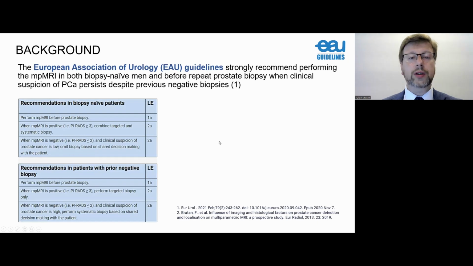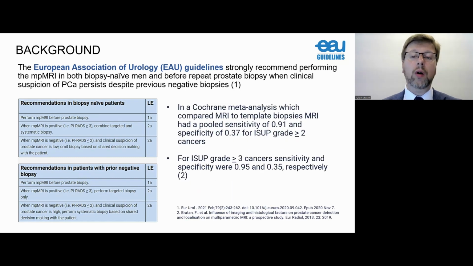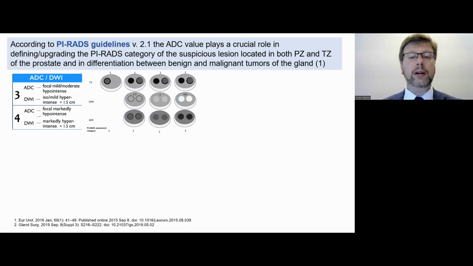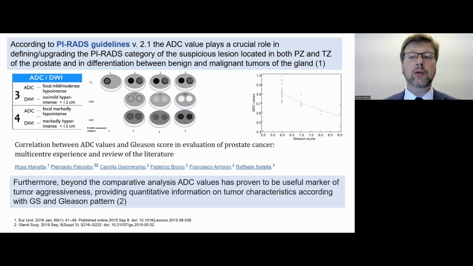As we all know, the European Association of Urology guidelines strongly recommend performing multiparametric MRI in biopsy-negative men and before repeat prostate biopsy when clinical suspicion of prostate cancer persists despite previous negative biopsies. According to the Cochrane meta-analysis, this method shows pretty high sensitivity and moderate specificity in order to detect clinically significant prostate cancer. According to the latest PI-RADS guidelines, the ADC value plays a crucial role in defining and breaking the PI-RADS category of the suspicious lesion located in both the peripheral or transition zone of the prostate, and in differentiation between the benign and malignant tumors of the gland.